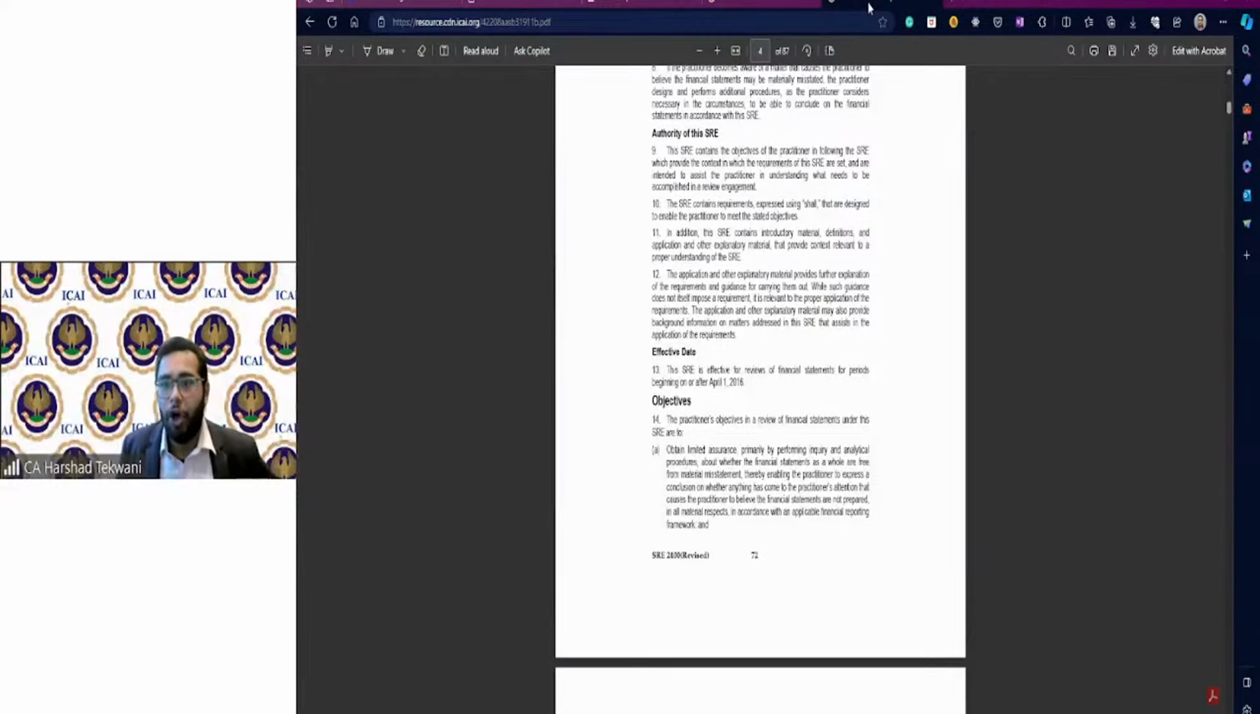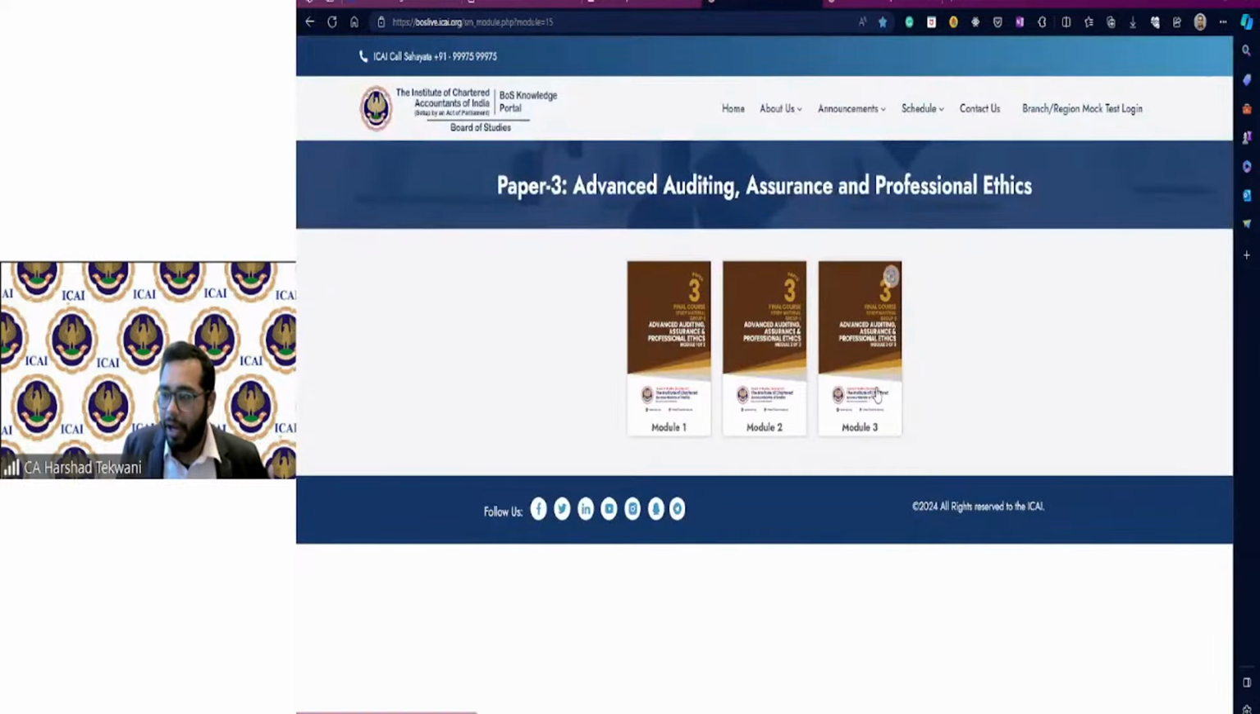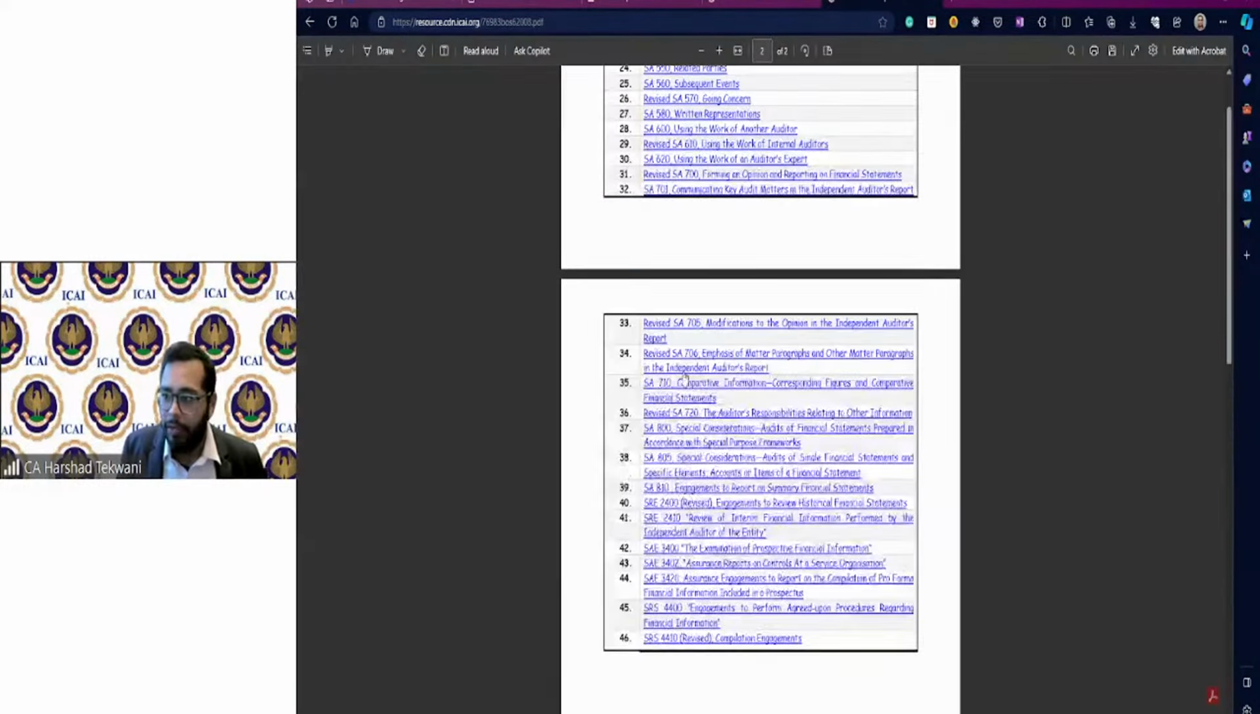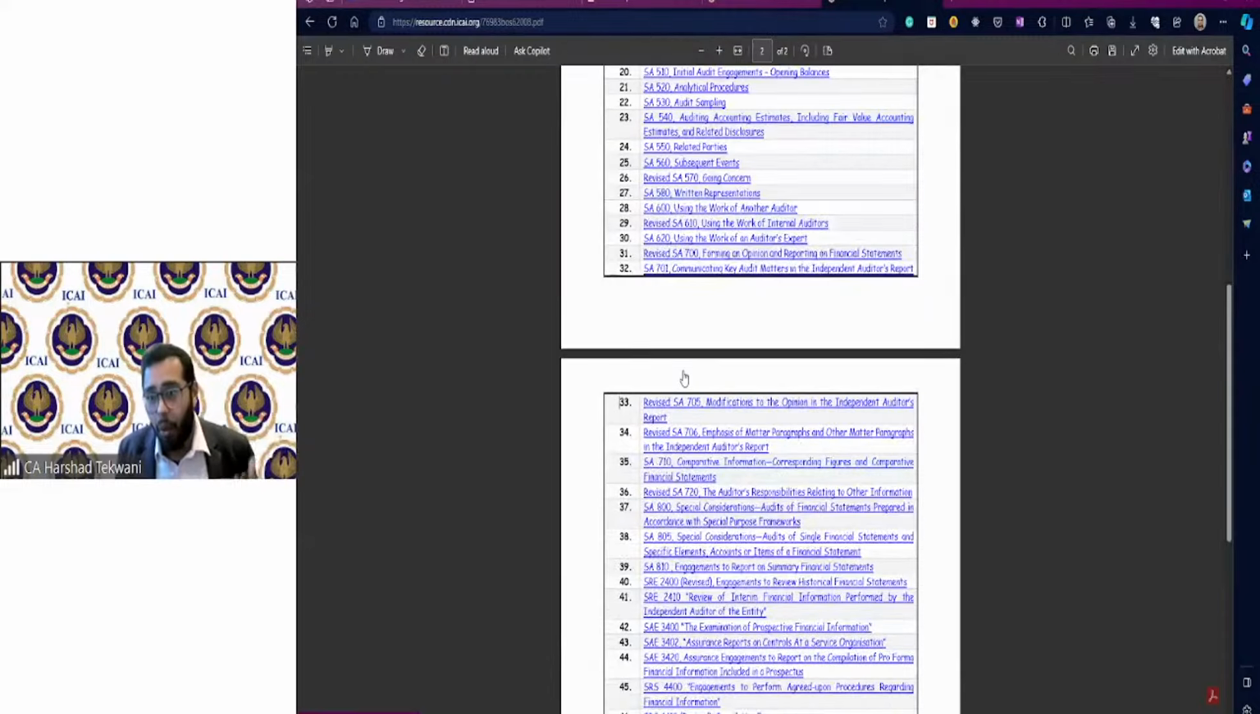So you might not have it in your study material, but the links are given under Module 3. From here, you can refer to all the auditing pronouncements. So these are required to be referred.